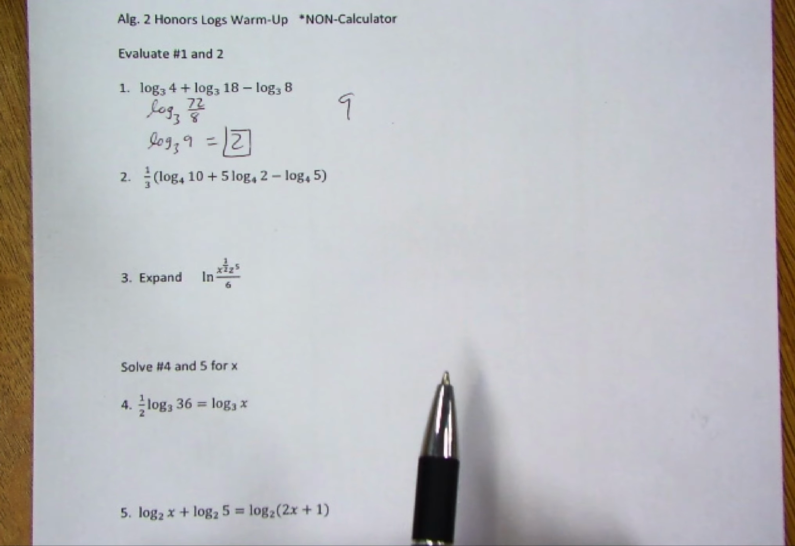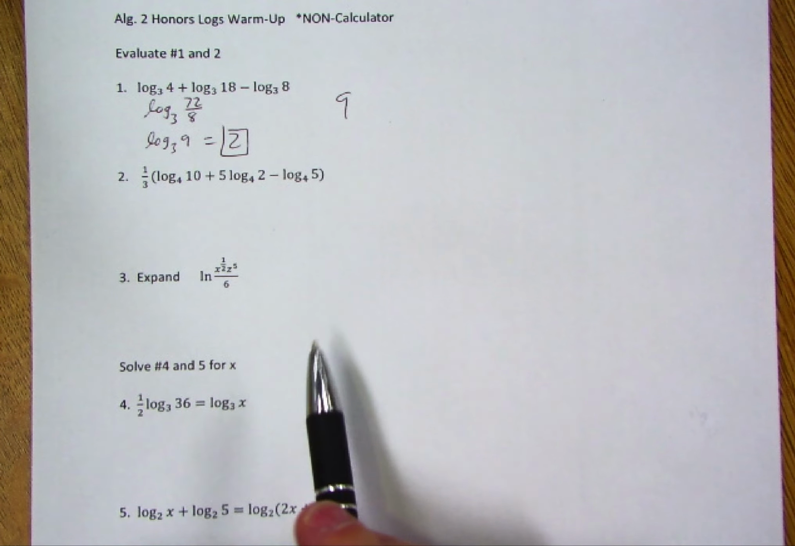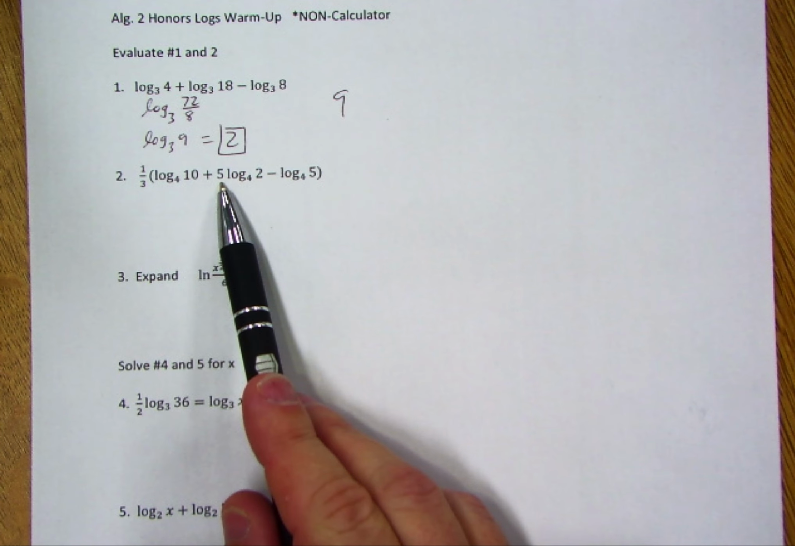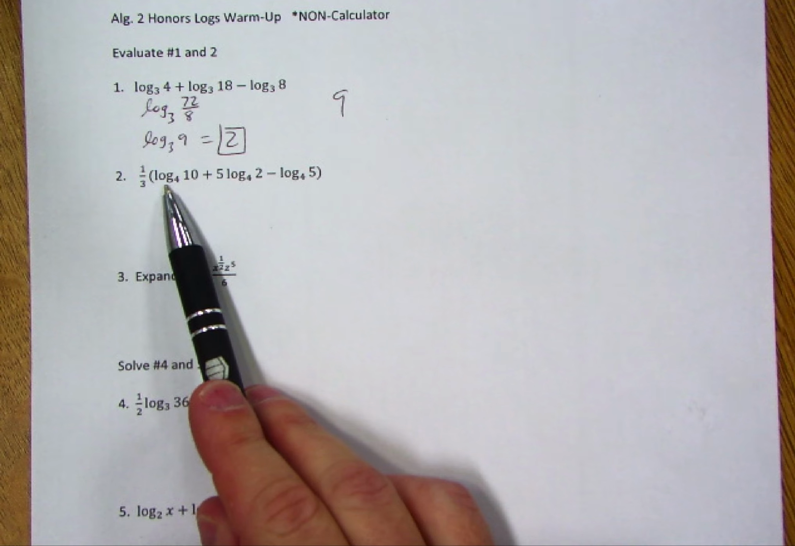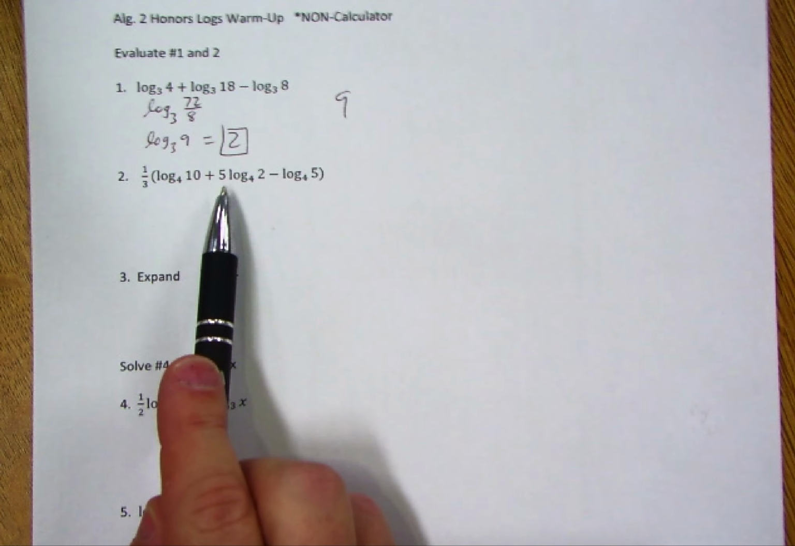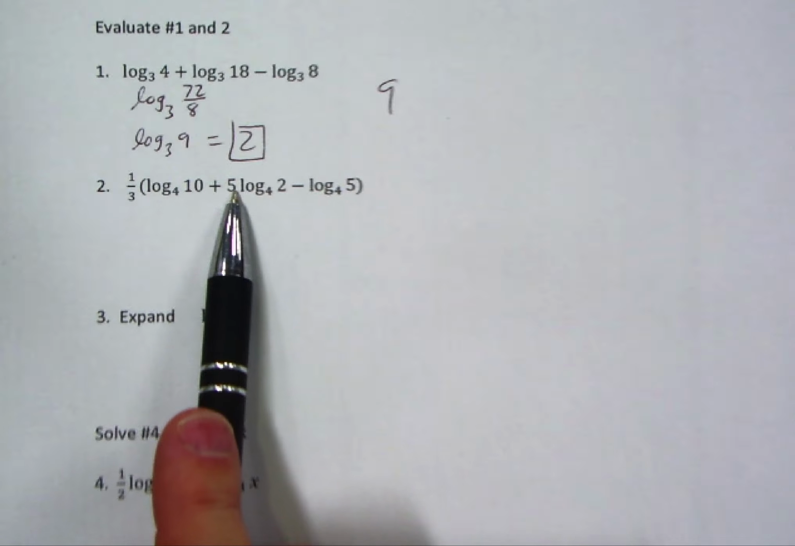Number 2 is very similar. In fact, it's the same exact type of problem, but I added a couple wrinkles. I added a 1/3 out in front, and I have a 5 in front of this logarithm inside the parentheses. So first of all, I don't know what, again, any of these 3 logs are. All right, well, if I'm trying to evaluate, the first thing I'm going to do is take any numbers in front of logs, like this 5 right here.